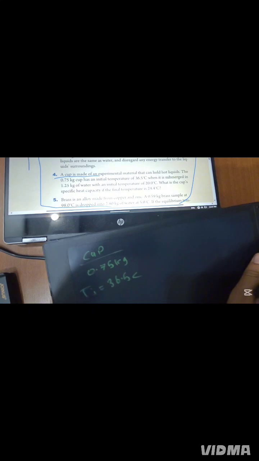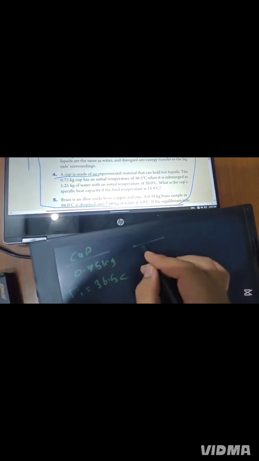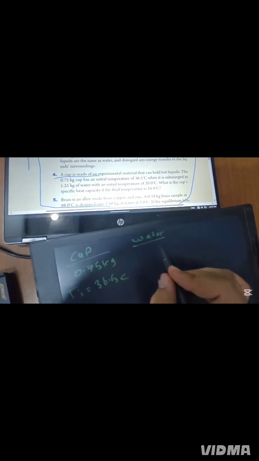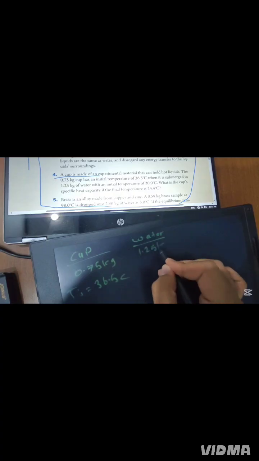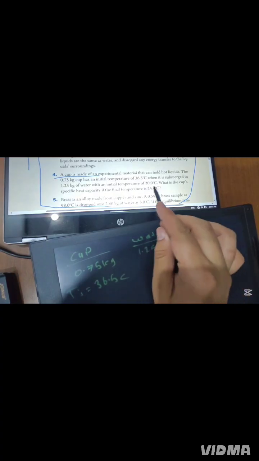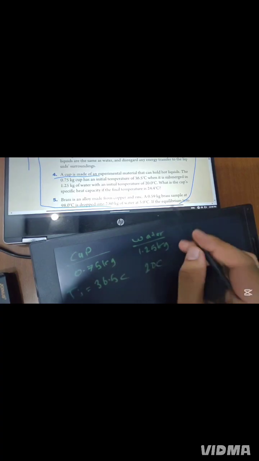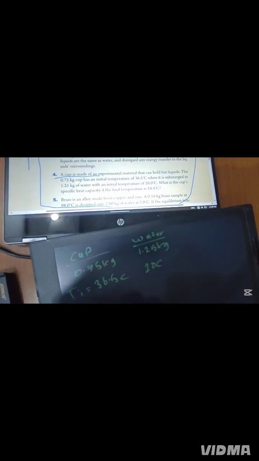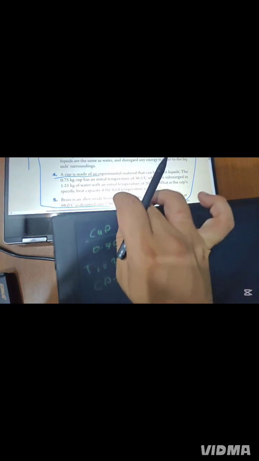When the cup is submerged, immersed, it sinks under the water. So the two objects in here: the first one is the cup and the second one is water. The water's mass was 1.25 kilogram, with the initial temperature of the water 20 Celsius. And what is the cup's specific heat capacity? Find the specific heat capacity of the cup object.